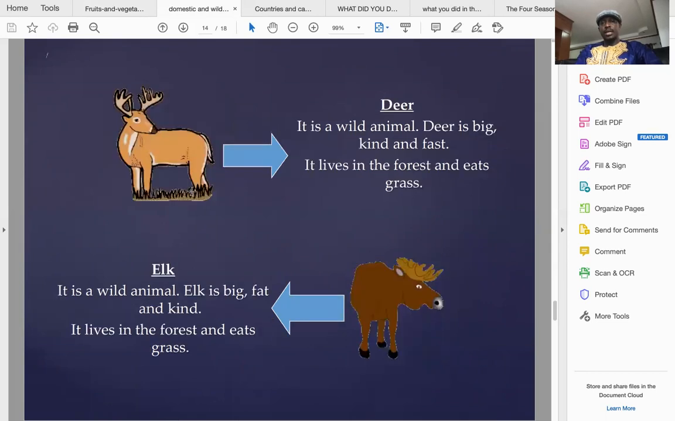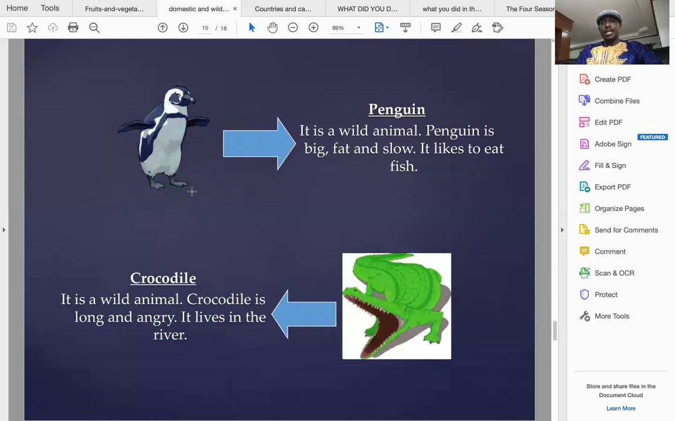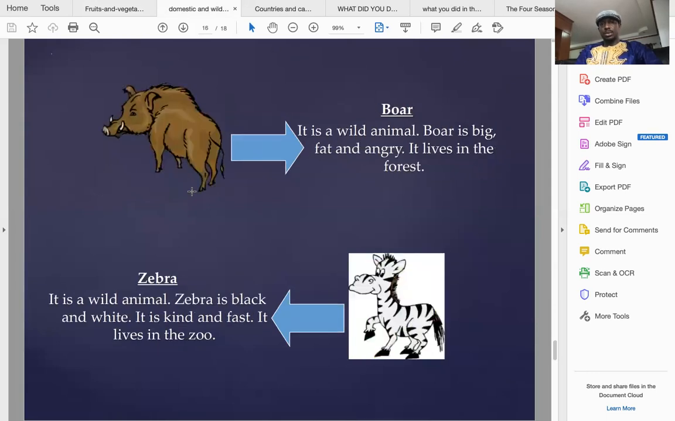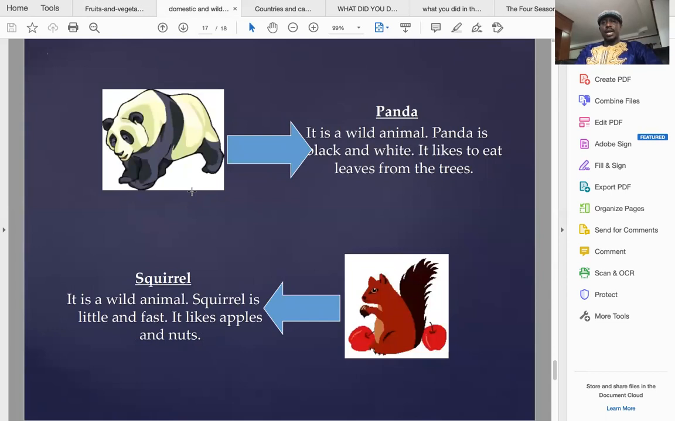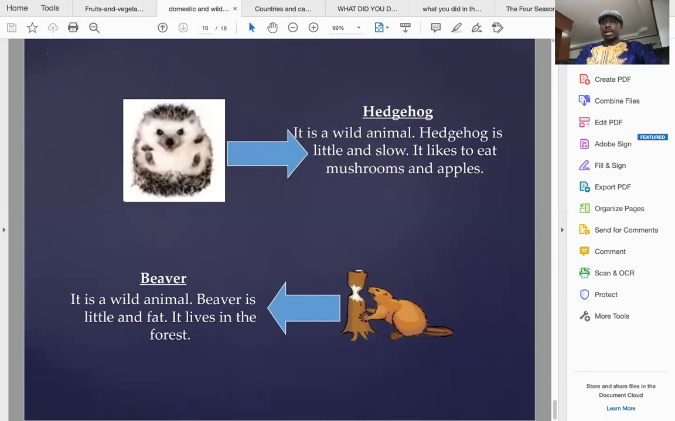The rhino. Okay, the deer, the elk. We had the penguin. We had the crocodile. We had the boar, the zebra. Okay, so we also had the panda, squirrel, hedgehog, beaver. All these are wild animals.